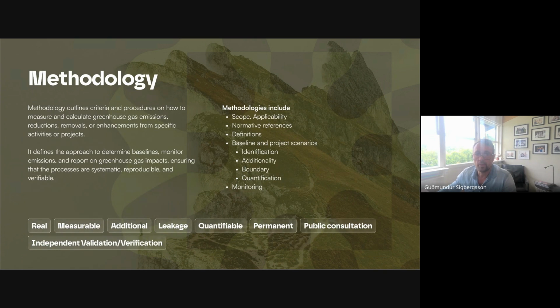So what is a methodology? In simple terms, a methodology is a set of criteria and procedures for measuring, calculating, monitoring, reporting, validating, and verifying reduction or removal enhancements. A robust methodology ensures that the outcomes are quantifiable, verifiable, conservative, and suitable for independent validation and verification, essentially demonstrating how the application of the methodology demonstrates alignment to the underlying criteria.